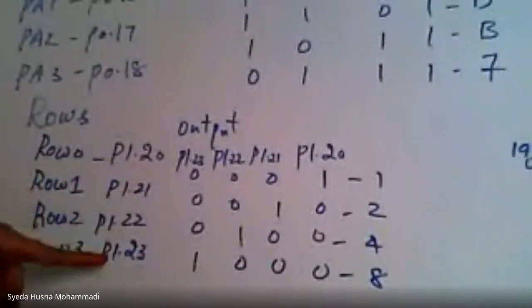Okay. On the similar lines, we'll proceed for the rows now. Directly they have given in the baseboard to which particular pins your rows are connected. We have row 0, row 1, row 2 and row 3. Row 0 is connected to port 1 pin number 20. Row 1 is connected to port 1 pin number 21. Row 2 is connected to port 1 pin number 22 and row 3 is connected to port 1 pin number 23.